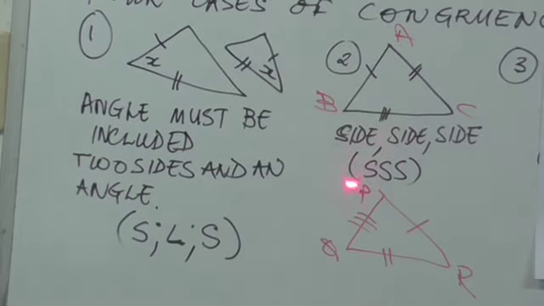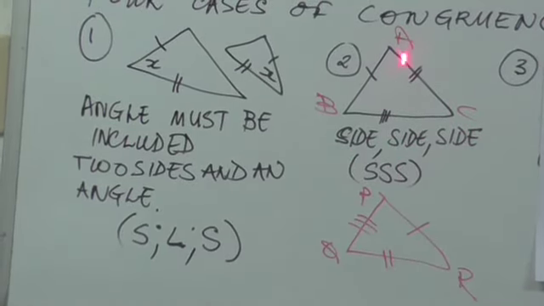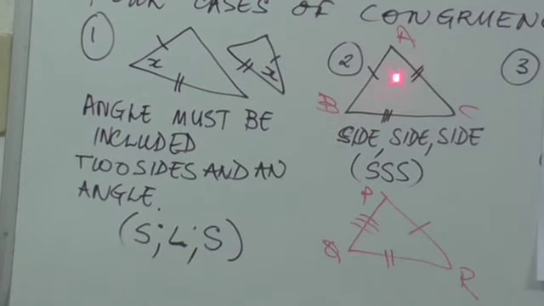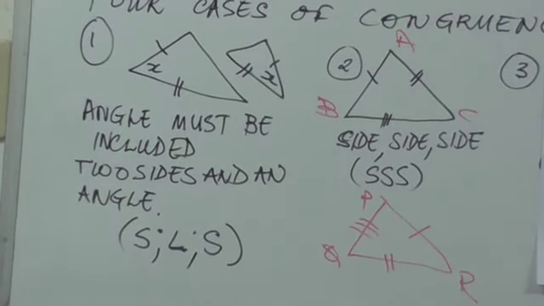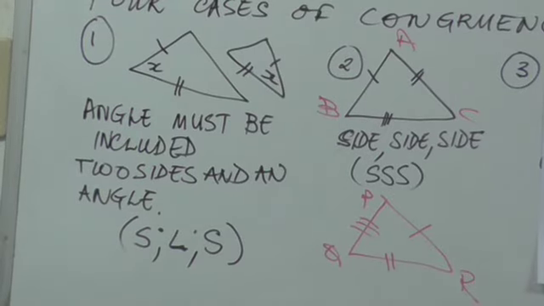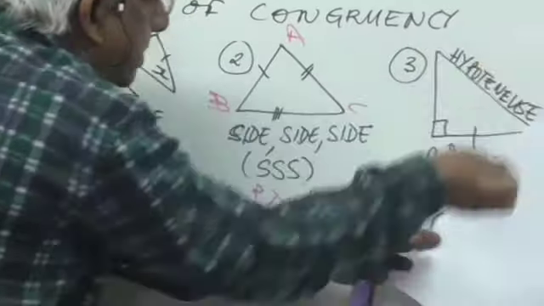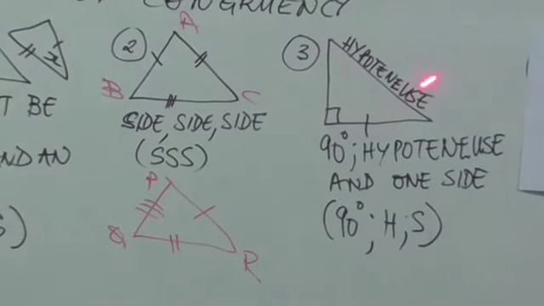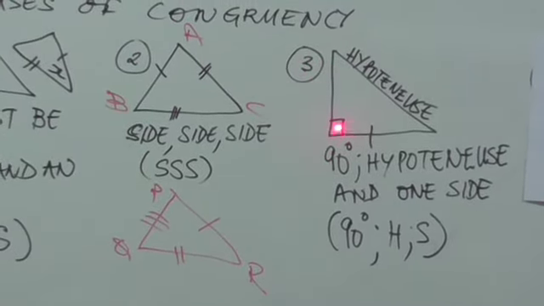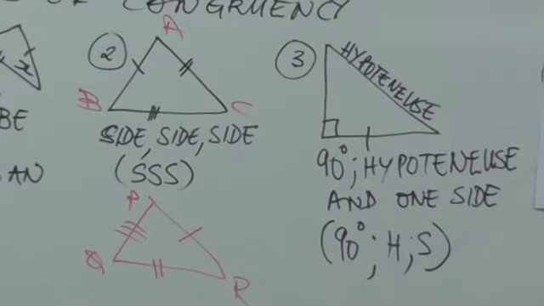So the second case is called side, side, side. This is the easiest case because 3 sides of one triangle must equal 3 sides of another triangle. So that was case 1, case 2. Now we go to the third case. The third case is called 90 degrees, hypotenuse, and one side.